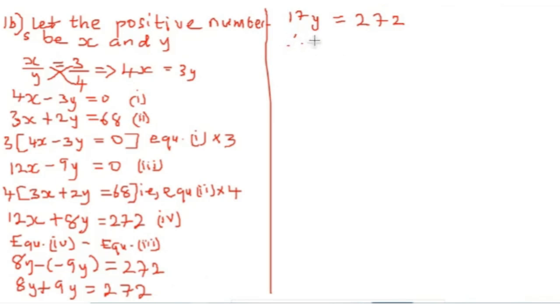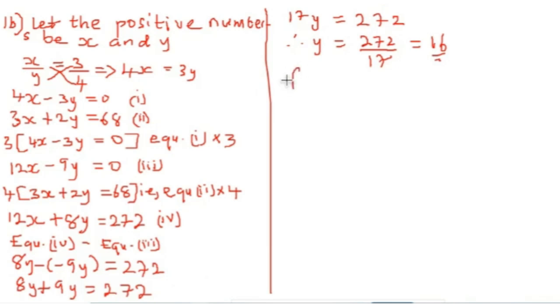So therefore, y must give us 272 over 17. We basically divide both sides by the coefficient of y, which is 17 there. So this gives us y is equal to 16. So y is equal to 16. How do we obtain x? We can use any of our equations to obtain x. However, we use equation 1 because it contains the simplest terms.